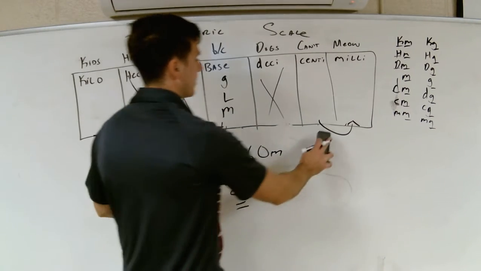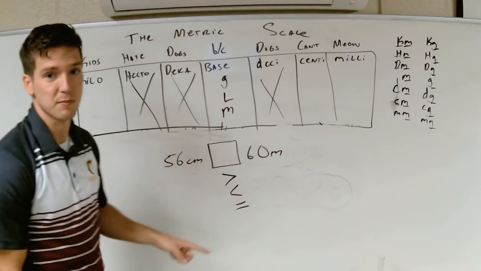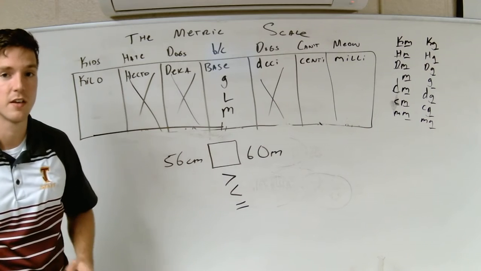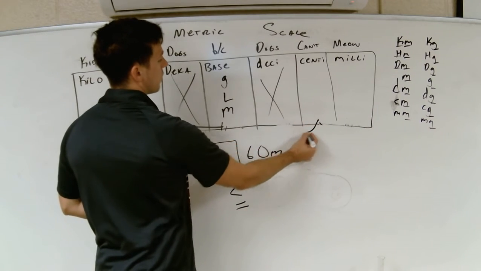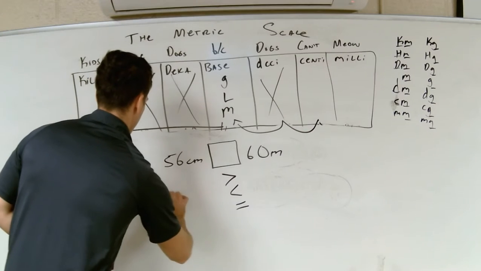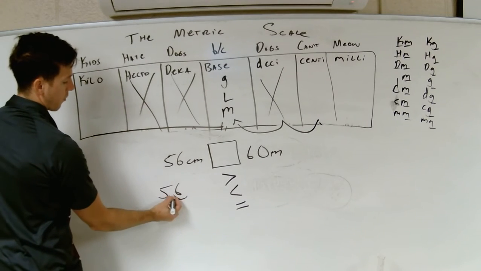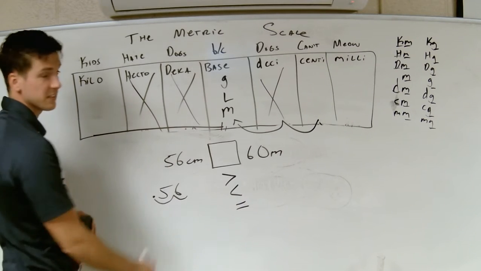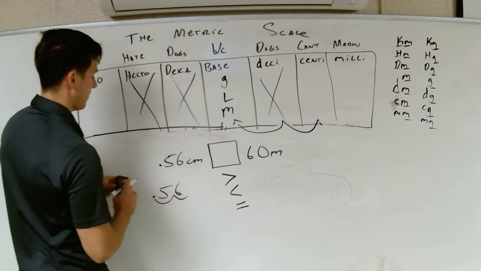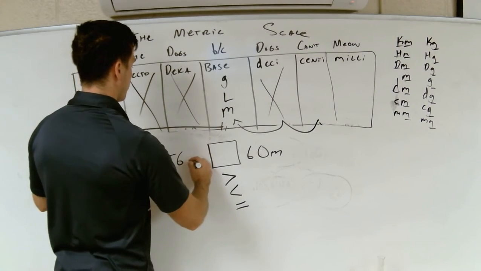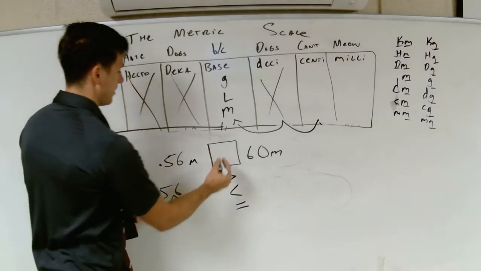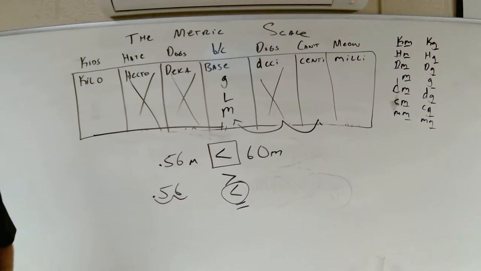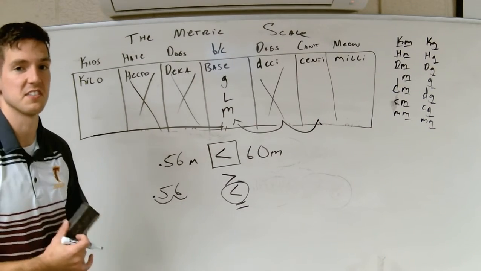That's something we haven't done yet. Let's get these both to the same units. Since this one is already in meters, let's change this one to meters. In order to get centimeters to meters, we have to do 2 jumps to the left. 1, 2 jumps to the left. So now our 56 centimeters becomes 0.56 meters, and this is a no-brainer. This 60 meters is bigger, so we should have chosen the less than symbol. 0.56 meters is less than 60 meters.